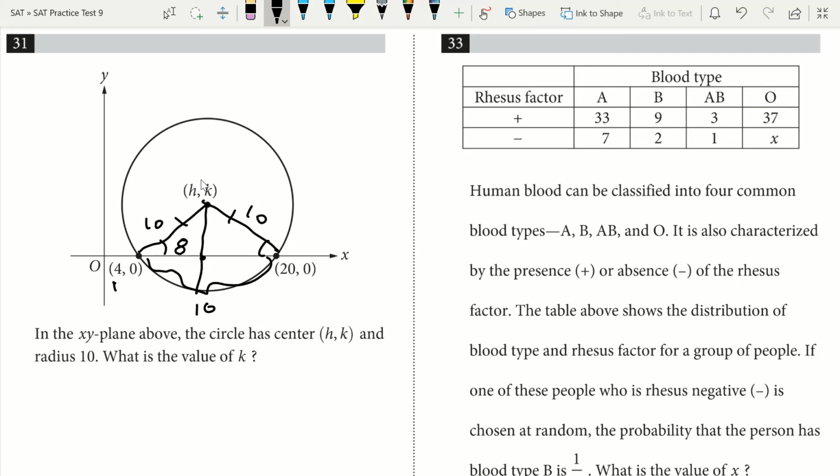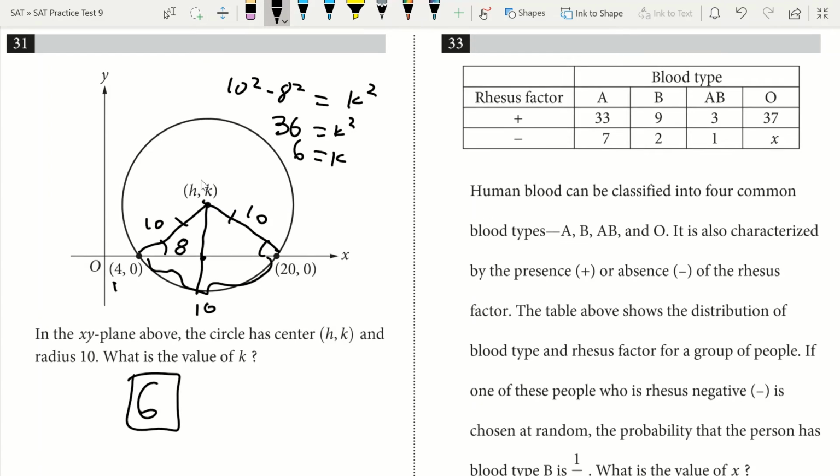So now I'm going to use the Pythagorean theorem to solve for K. I'm going to go 10 squared minus 8 squared equals K squared. 10 squared minus 8 squared is going to give me 36 equals K squared. I'm going to square root each side, and I'm going to see that K is going to equal 6. So my answer there is going to be 6. Question 32 is going to be below it.